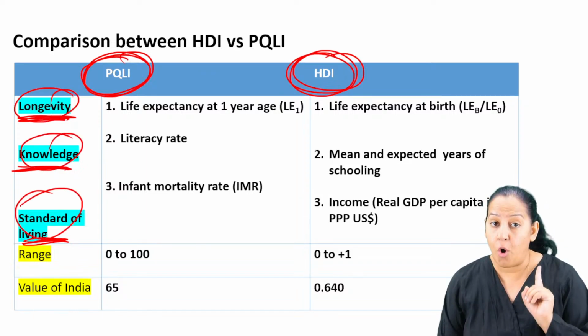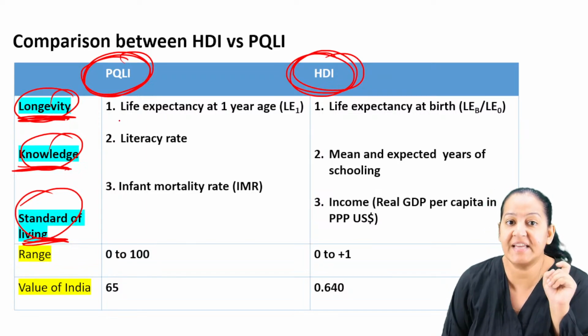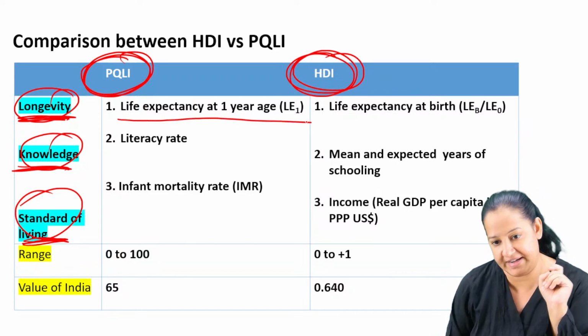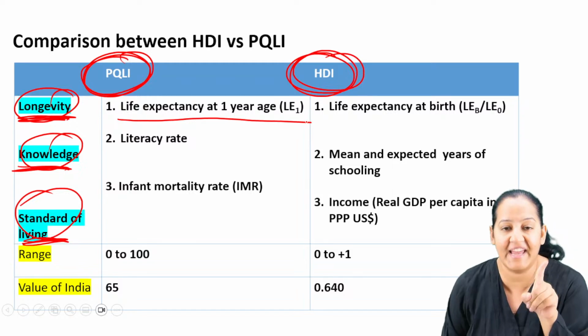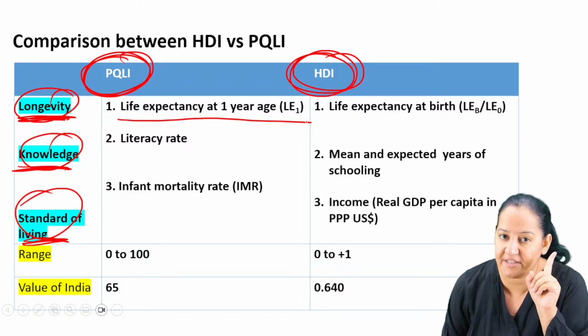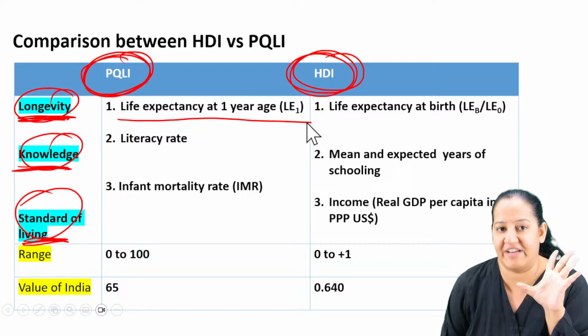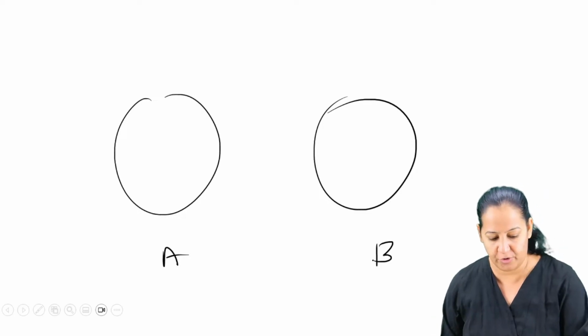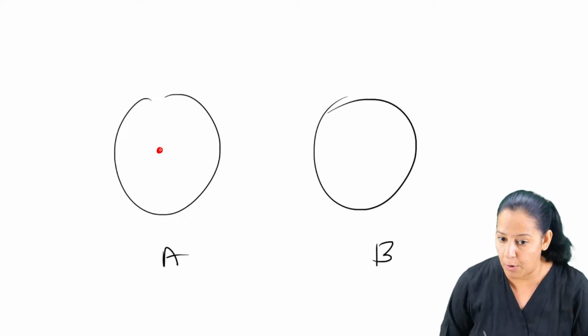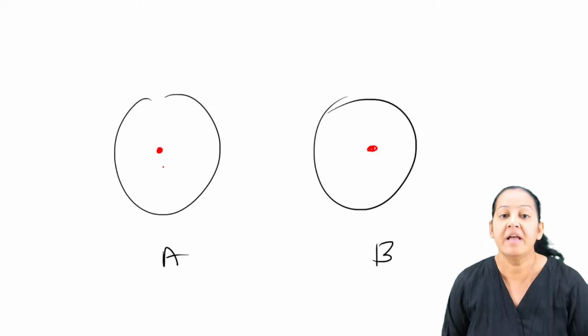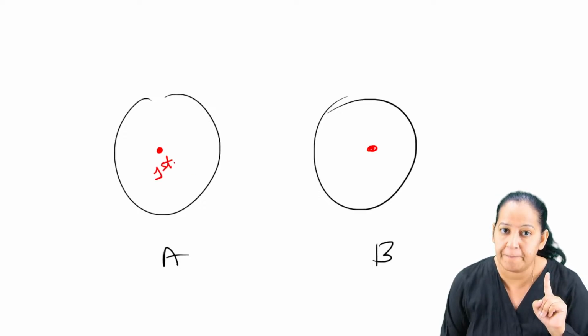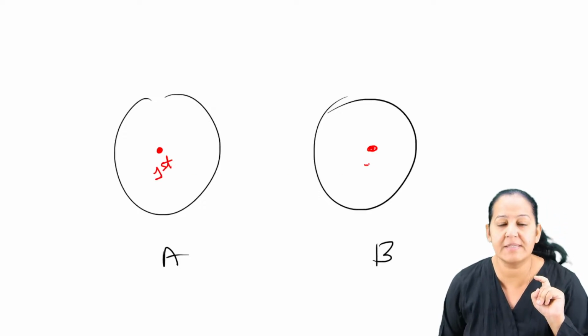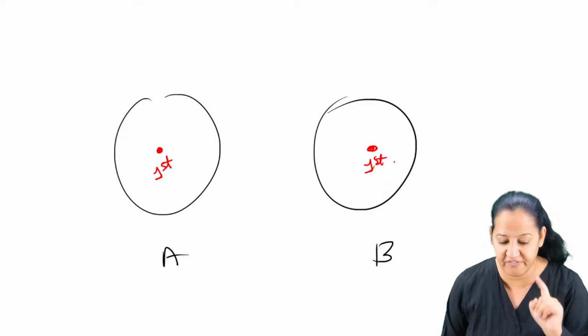For longevity in PQLI, we see life expectancy at the age of 1 year, that is, after infancy, at the first birthday. I will explain. These are the two countries, geographical area A and geographical area B. Here a newborn is born today, and here also a newborn is born today. This is the first birthday of the newborn; the newborn becomes 1 year old.